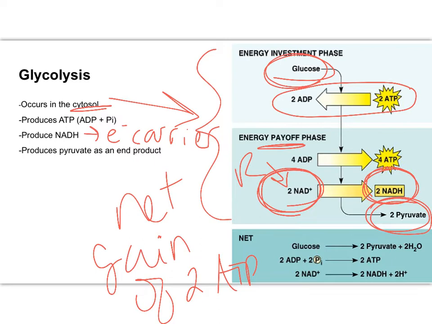If you remember, glucose is C6H12O6. Pyruvate is a 3-carbon sugar, so that's why we produce 2 pyruvate molecules. Basically, your process of glycolysis is to take the 6 carbons in glucose, rearrange them into 2 3-carbon pyruvate molecules.